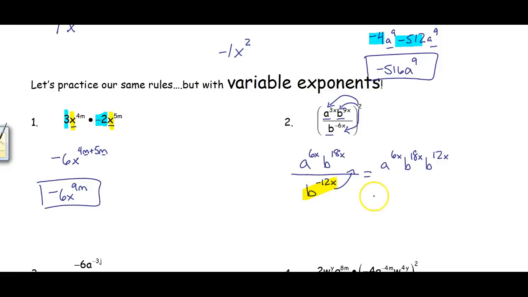Okay, so here, go ahead and take a look to see if you have any like terms. For a, you do not have any other base, so you're just going to go ahead and add 6x. Your bases are the same here, b to the 18x and b to the 12x. So it's b to the 18x plus 12x, and your final answer is going to be a to the 6x, b to the 30x.